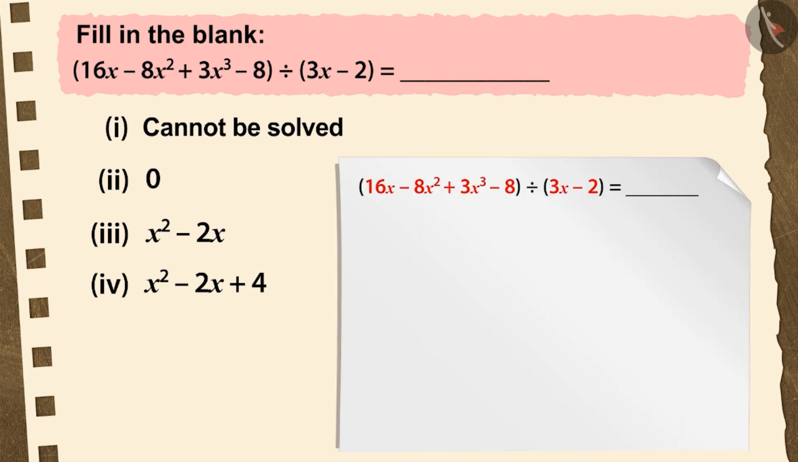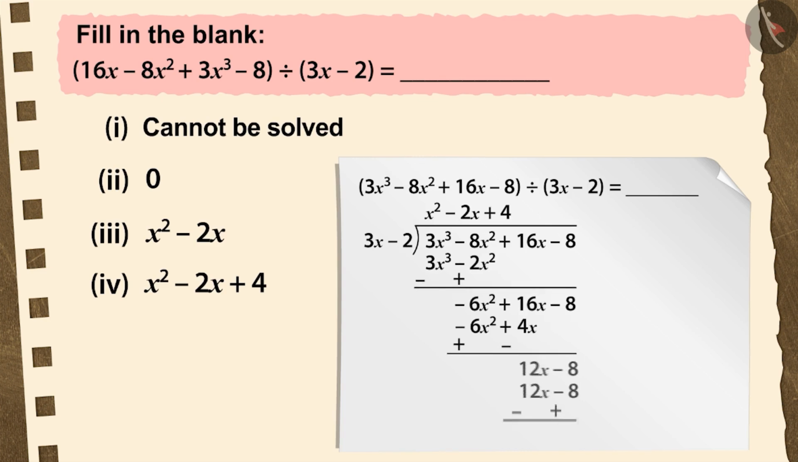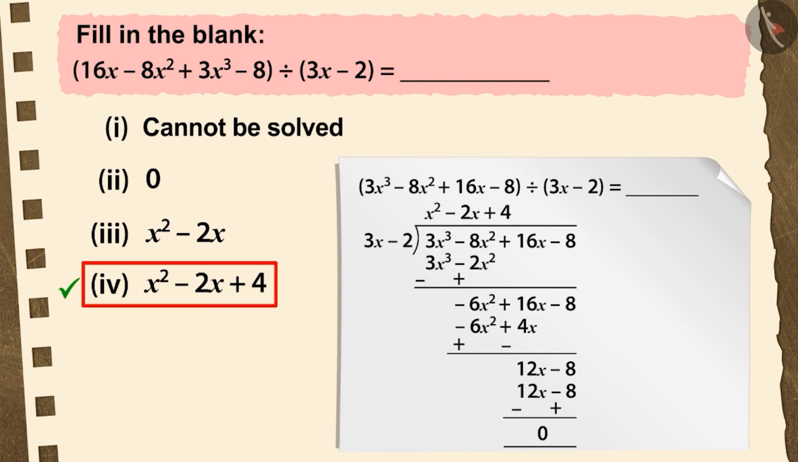By looking at both the polynomials, you can say that the first polynomial, that is, the dividend, is not in the standard form. We learned in the previous video that polynomials must be in standard form to start the division process. Let us write this polynomial in standard form and complete the division process. By performing this, we get the quotient x squared minus 2x plus 4. Therefore, option 4 is the correct answer to fill in the blank.